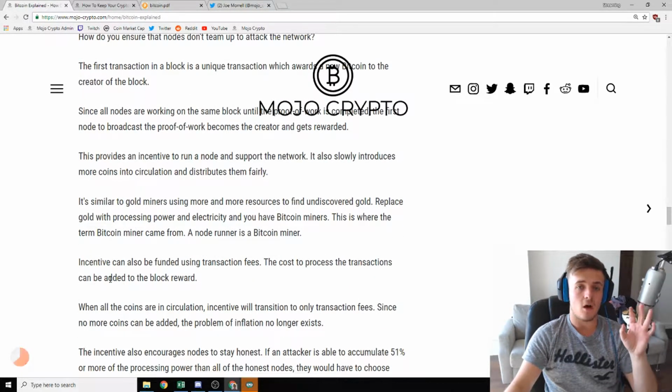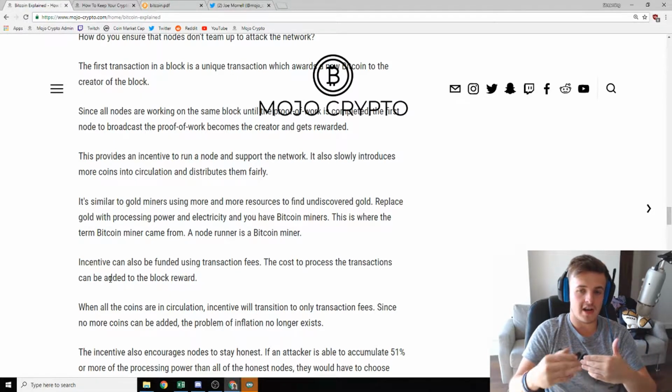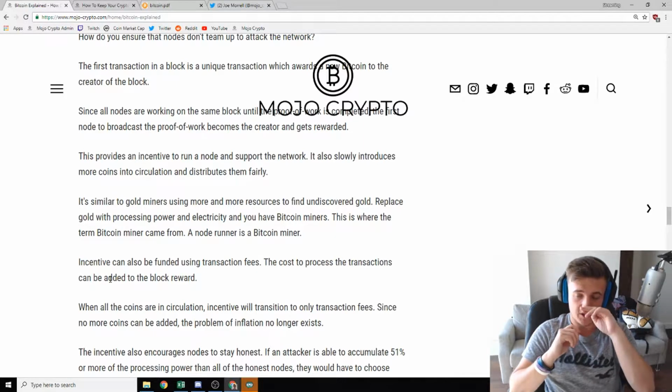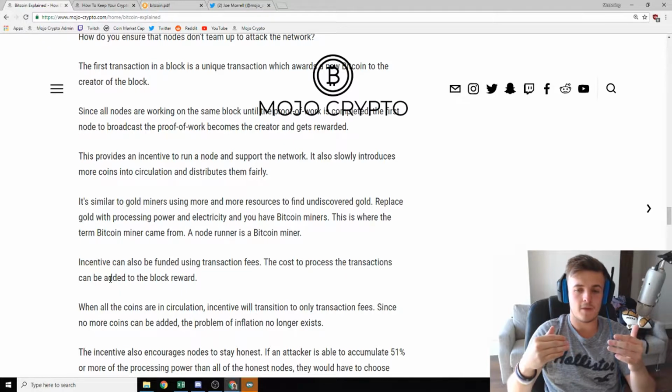Incentive can also, rather than just getting rewarded from solving the proof of work, be funded using transaction fees. You can also get paid through transaction fees. However much it costs to process the transaction, plus some so they can actually make a profit, can be added to the block reward. So when all the coins are in circulation, the block reward could be how much it costs to process all of them plus some. So you can get some money in.